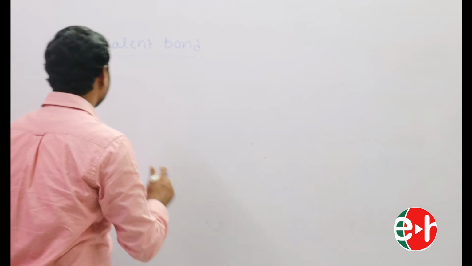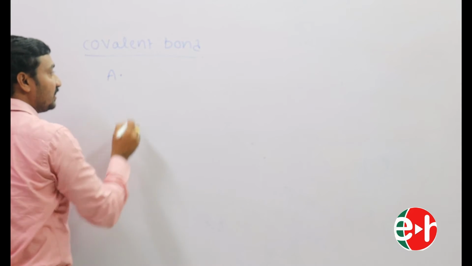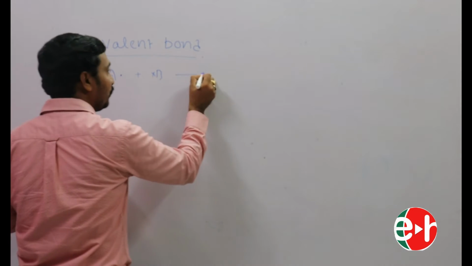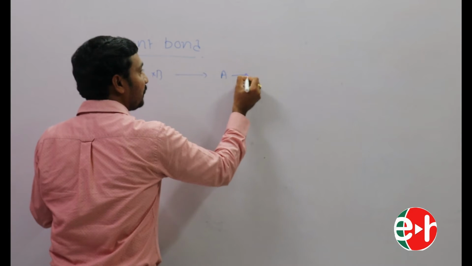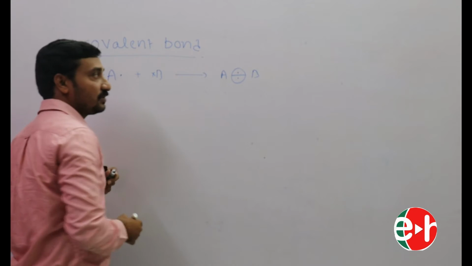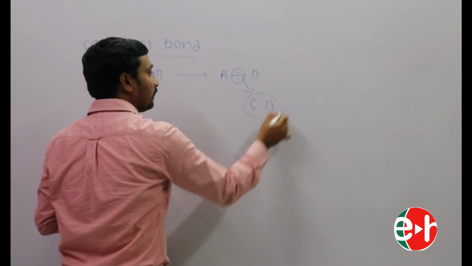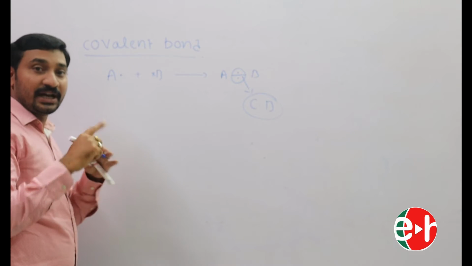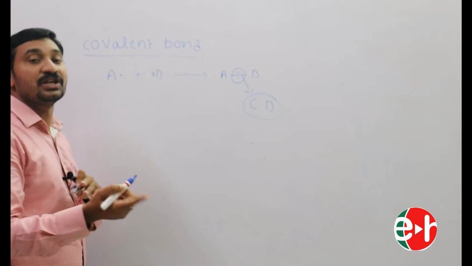For example, let A contain one unpaired electron in its valence shell, and B also contain one unpaired electron in its valence shell. A contributes one electron, B contributes one electron, and both will form a bond, that is a bond pair of electrons. This bond pair of electrons is shared between the two atoms A and B. So this is a covalent bond. Generally, only unpaired electrons of an atom are involved in the formation of covalent bond.